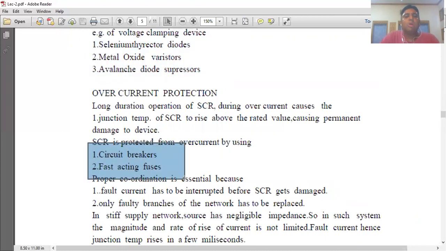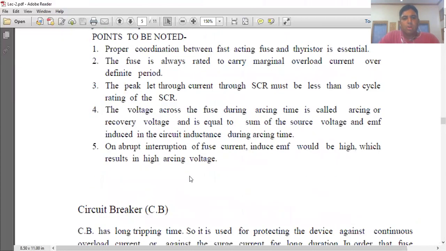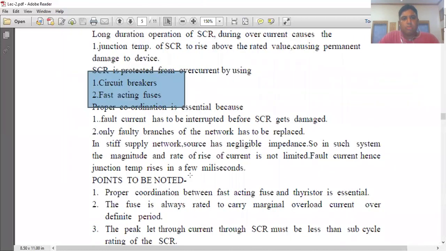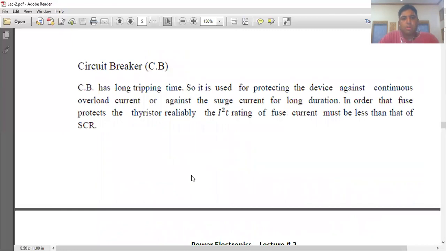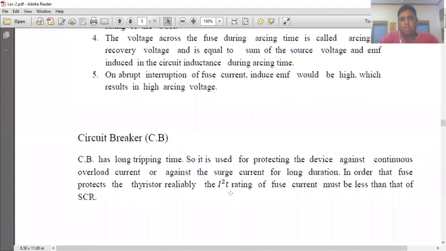These two are basically the devices which are used for overcurrent protection: circuit breakers and fast acting fuses. A circuit breaker has a long tripping time. You may have seen circuit breakers in your normal household appliances. As soon as there is overcurrent, current over the safe value passing through a circuit, it trips and disconnects the supply to the thyristor.